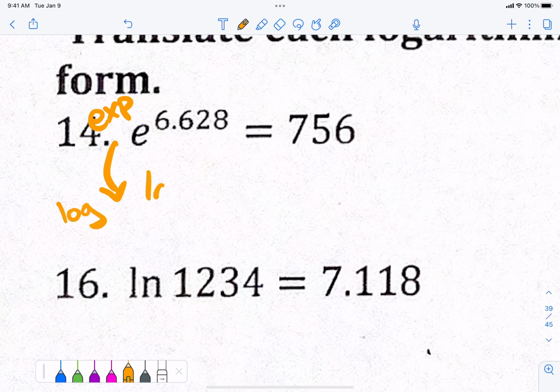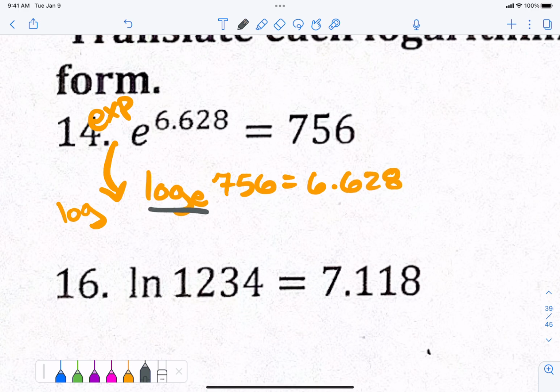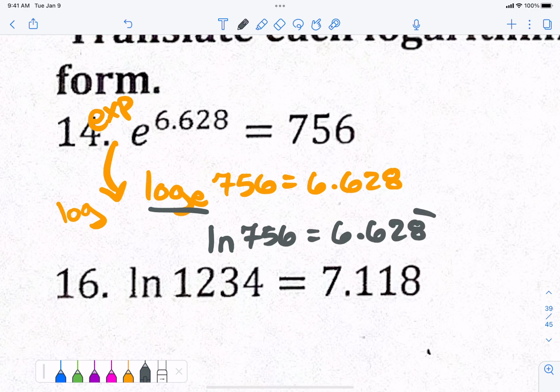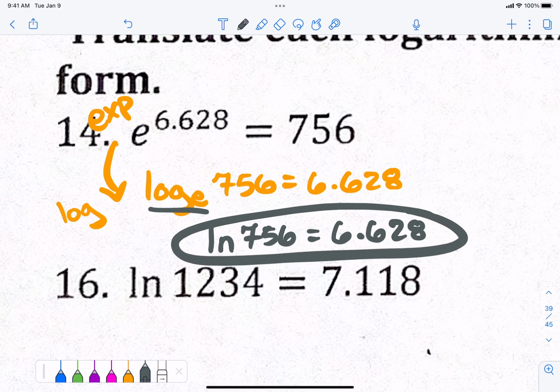What's the base of that log going to be? Log base what? E. Log base E of what? 756 equals 6.628. Now, please don't leave it like that, because what is log base E? ln. So this is actually ln 756 equals 6.628. Got it? That's done. We're not solving anything. We're just rewriting it. These are the easy ones.